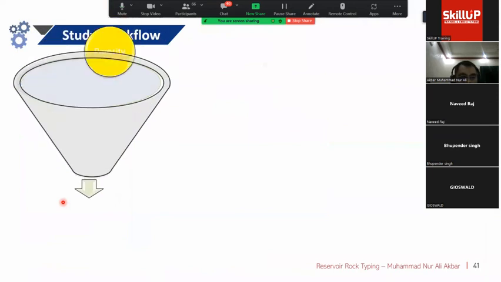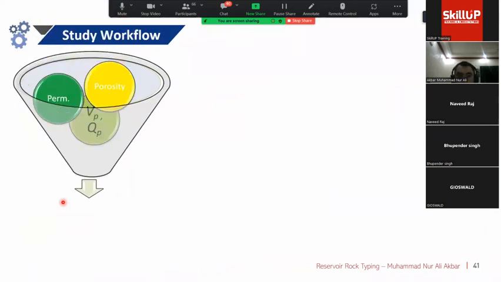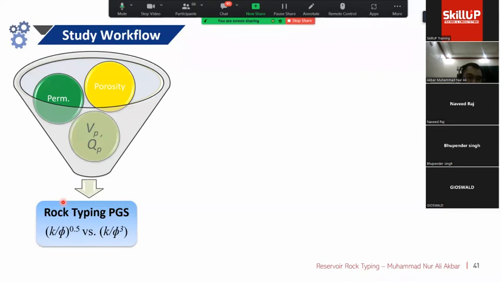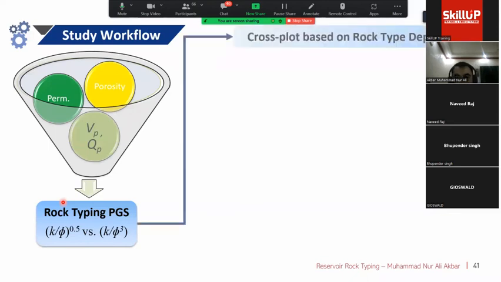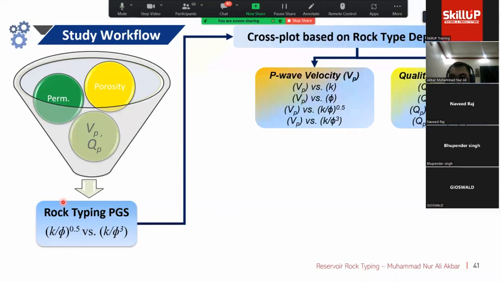The study workflow starts from porosity, permeability, and P-wave velocity with the quality factors, and we created the rock typing based on the porosity and permeability data. From here, we try to make a connection between the P-wave velocity and the porosity, together with the attenuation factor or quality factor.